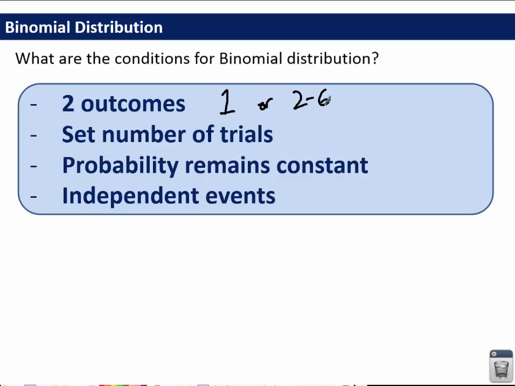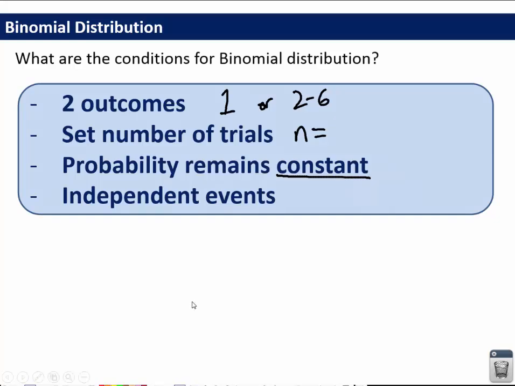Cool. There's also a set number of trials of the binomial distribution. Notation for which is n equals, and I'll have a fixed amount. The probabilities remain constant throughout that fixed amount. So if there are, for example, 100 trials, the probability would be exactly the same for the first trial all the way up to 100.